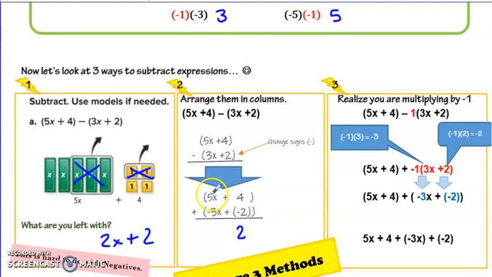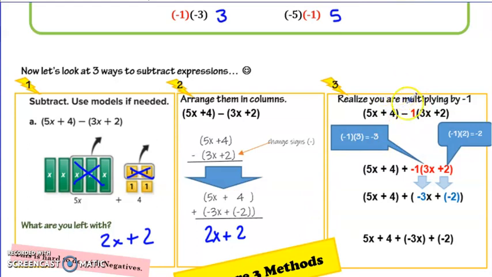Okay, then over here in the x's, we've got 5 x's and we've got 3 negative x's. So we've got 2 more positive x's. Okay, there we go. Hey, look, we got the same exact thing, done a different way. Now this way is probably how I learned it in school.